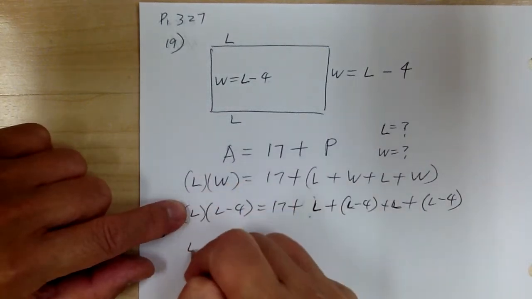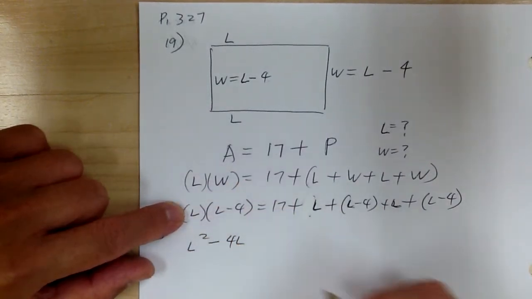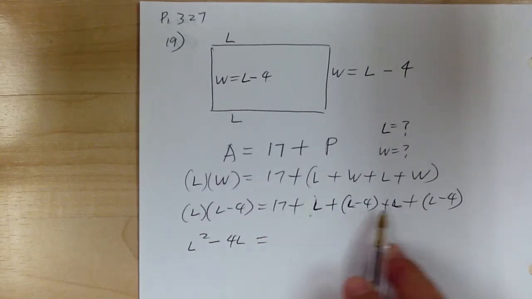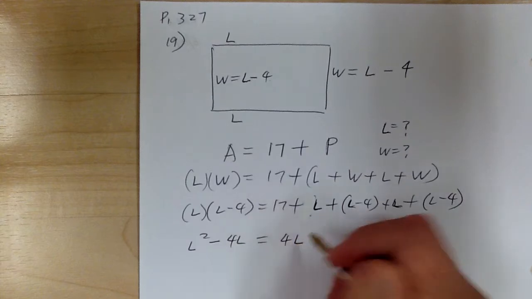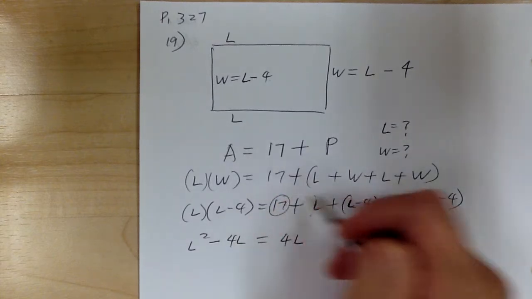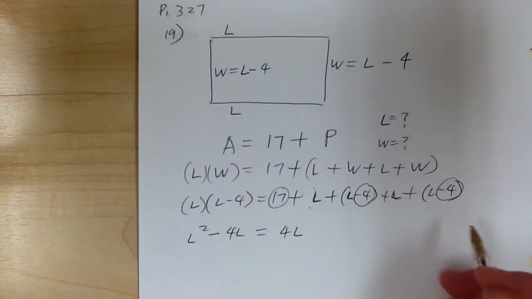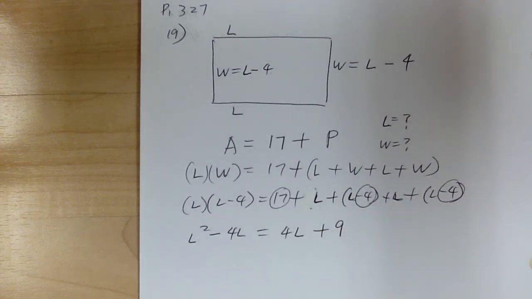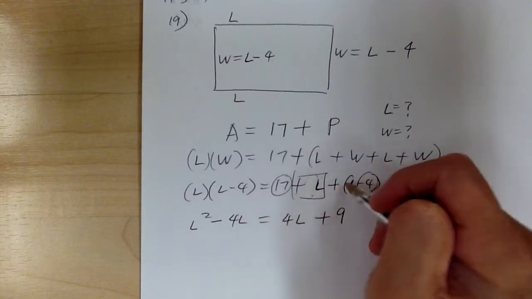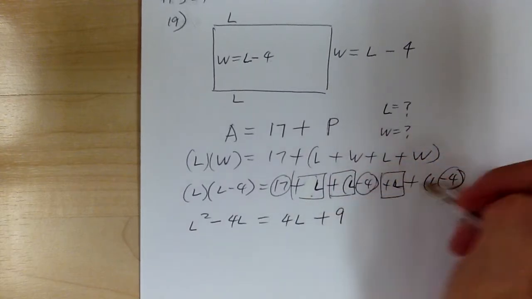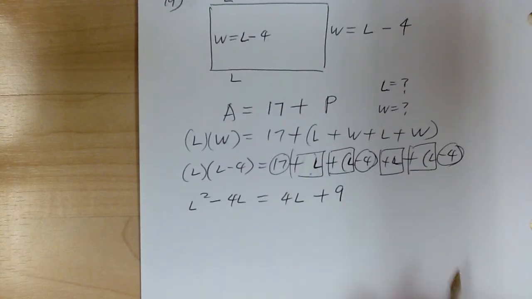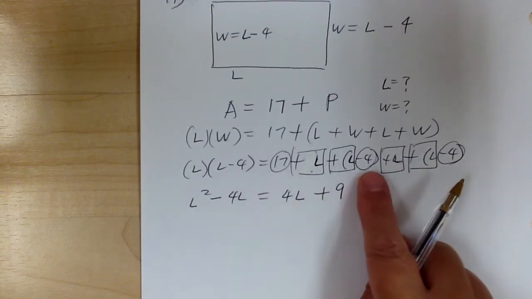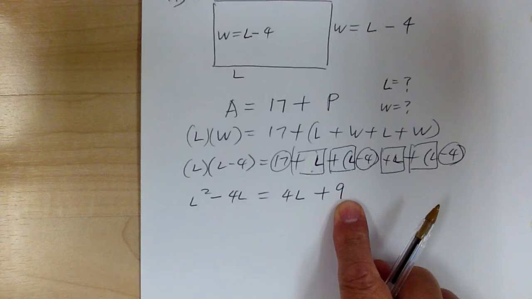So when you multiply, you get L squared minus 4L, right? Over here, you can collect the like terms. So you got 1, 2, 3, 4. So you got 4L. And the numbers, you got this one here, you got this one, you got this one. So it becomes plus 9. Okay? So you can combine your like terms. So you get 1, 2, 3, 4. That's where I get 4L from. Okay? 17 minus 4 minus 4, that's how I get 9.